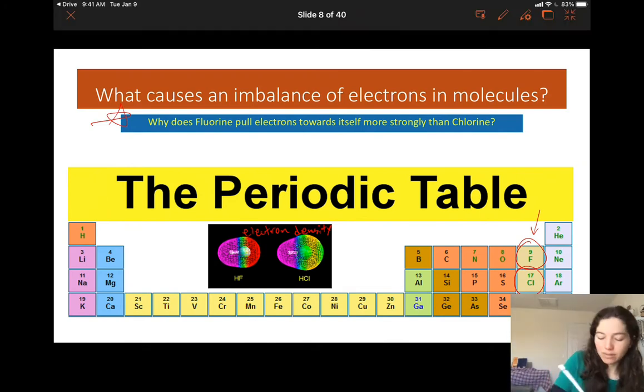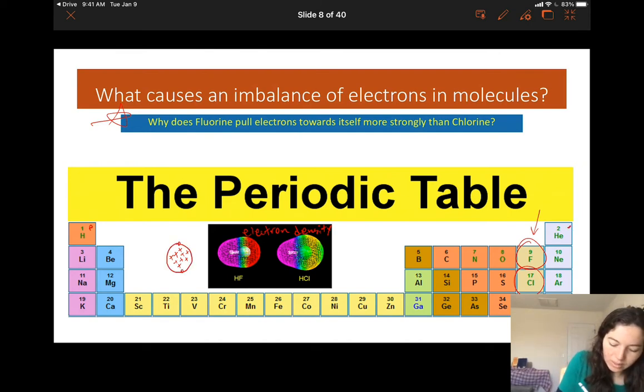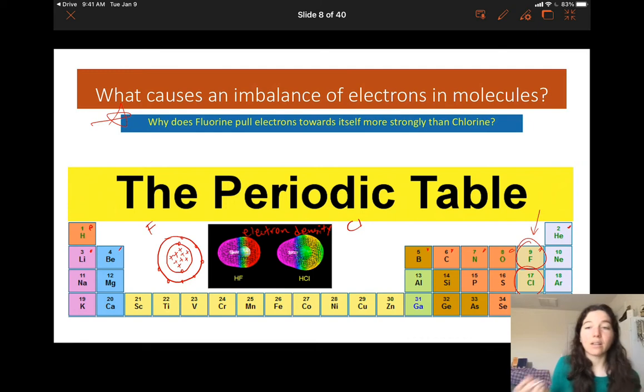Fluorine has 9 positive charges in its center, and it has 2 electron shells around the outside. So it's got 1, 2 electrons in its first one, and then it's got 1, 2, 3, 4, 5, 6, 7 around the next one. Okay, that's our fluorine. Let's take a look at chlorine.